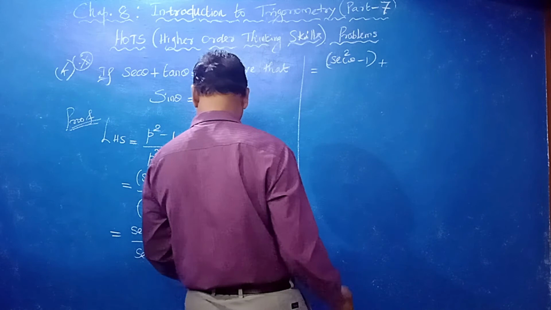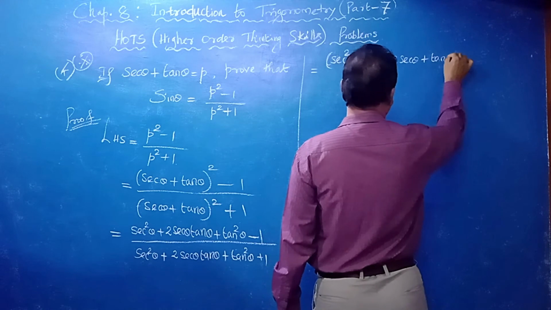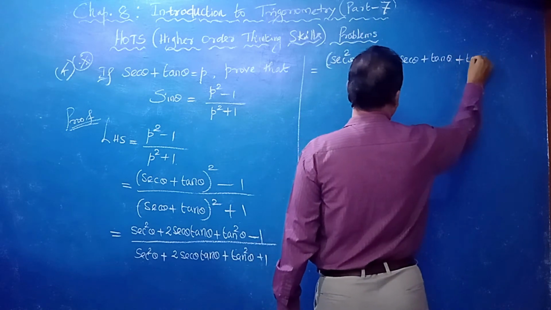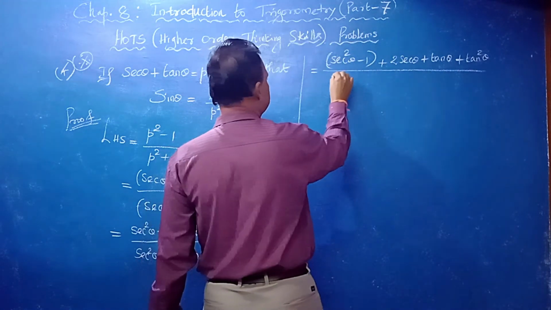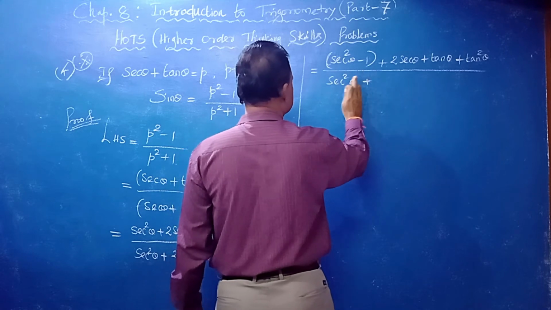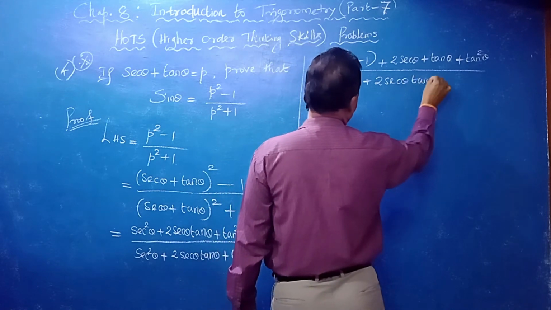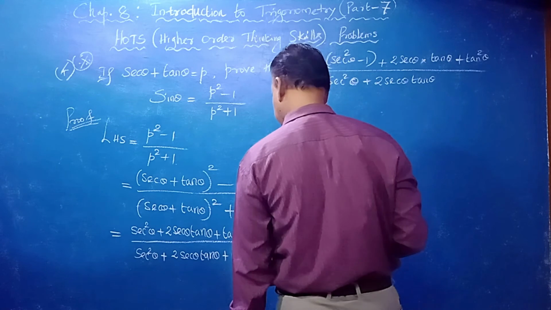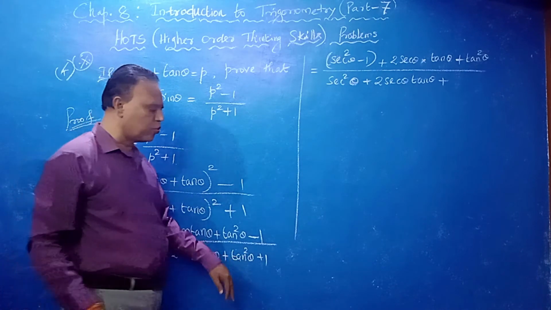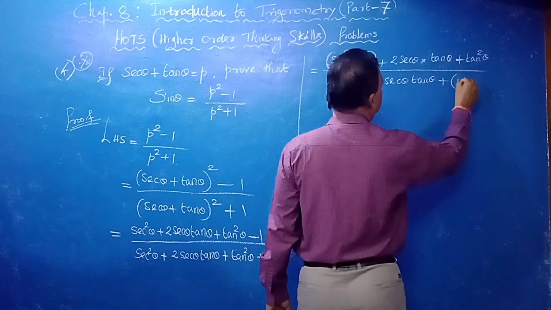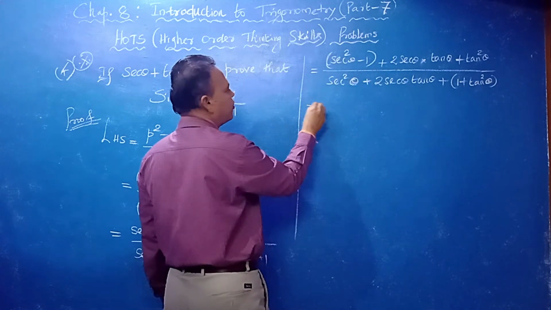Plus 2 secant theta tan theta plus tan square theta by secant square theta, write as it is, plus 2 secant theta tan theta, plus here tan square theta plus 1, you can group it as 1 plus tan square theta, you can write, for our convenience, because we are going to use that identity.